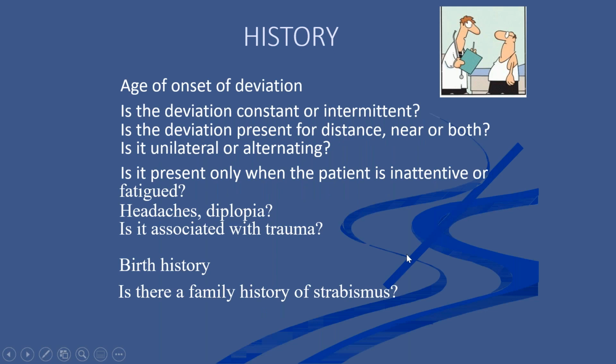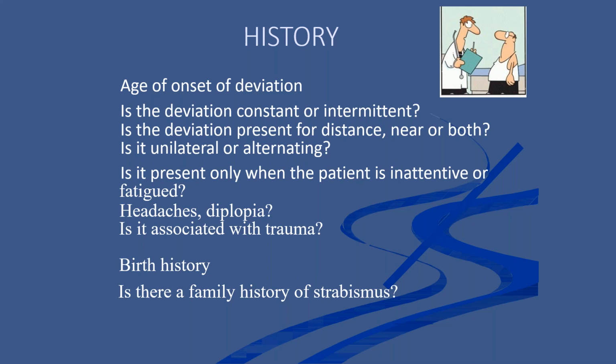So what relevant history do you need to ask when a patient of squint approaches you? You have to ask the patient for the age of onset of deviation, okay? This can be either a congenital thing, or it can be acquired over the years. So when you know the age of onset of the deviation, you'll be able to categorize the squint into two. It can be either congenital or acquired, right?